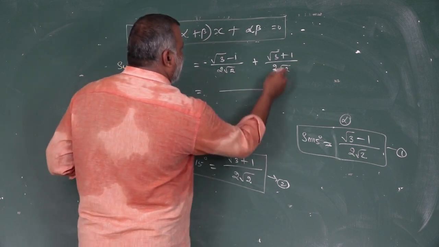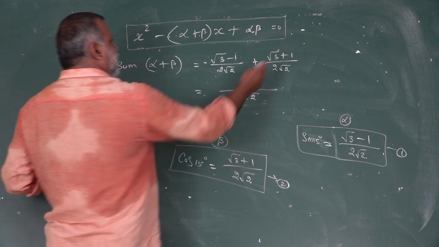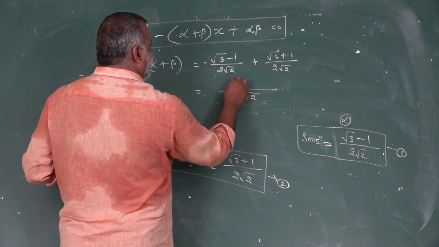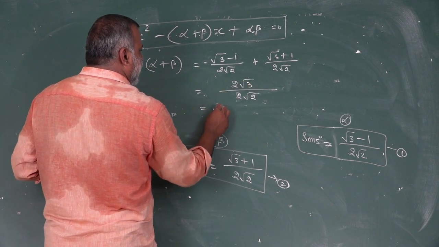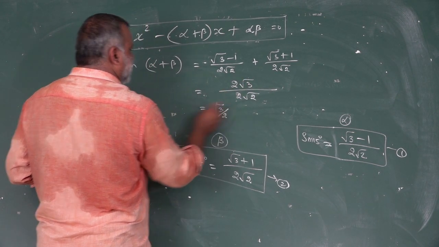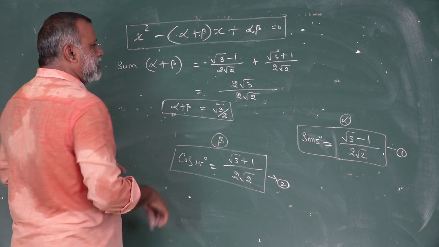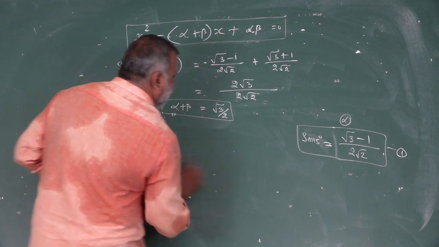With the common denominator, we can add the numerators. The positive one and negative one will be removed. Root 3 adding with root 3 we get 2 root 3. These two will be removed. So I get root 3 by 2. This is alpha plus beta, the summation.